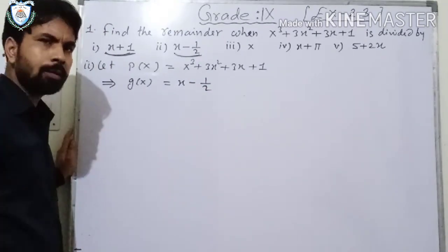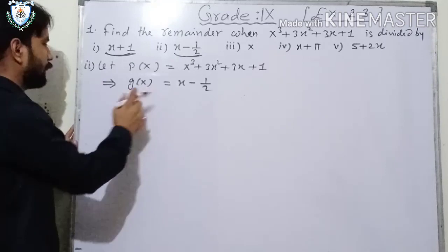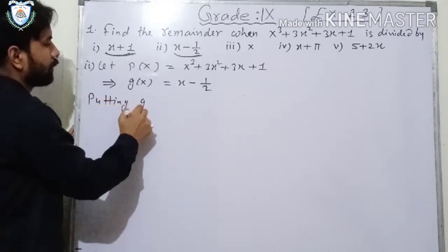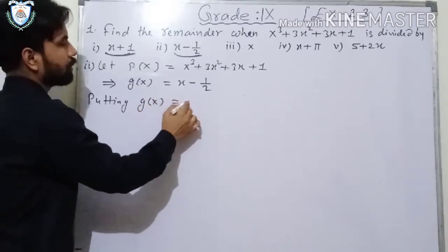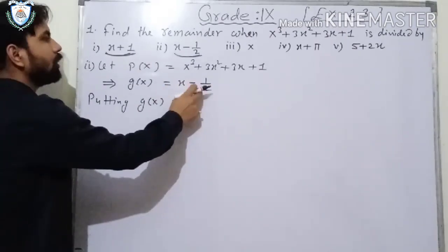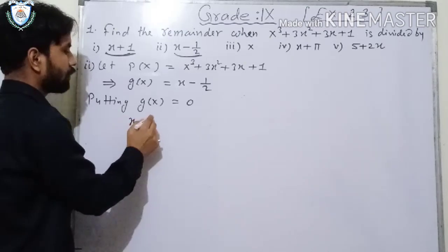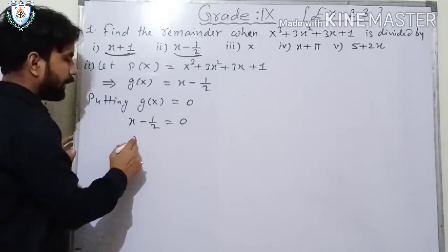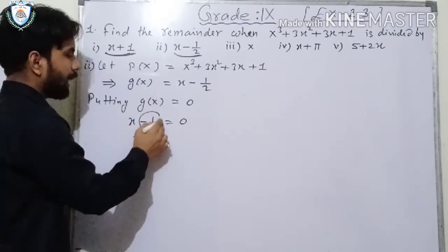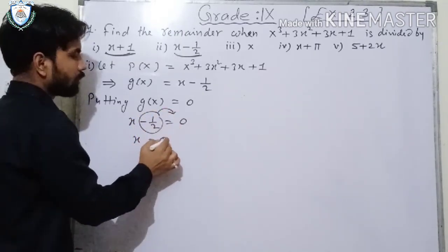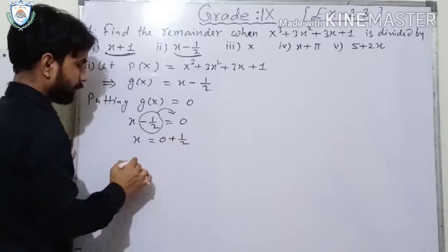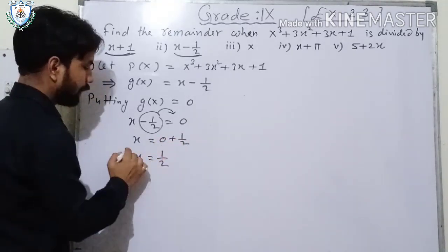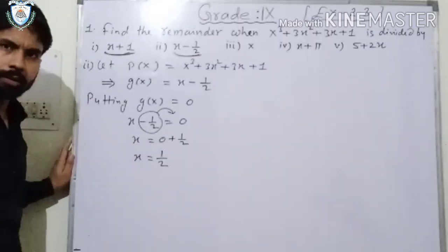The very first step, we will have to put g of x equals 0. So you have to write here, putting g of x equals 0. G of x is how much? x minus 1 by 2. So x minus 1 by 2 equals 0. So from here, we can find the value of x. This minus 1 by 2 will move here, so it will be plus 1 by 2. That means x equals 0 plus 1 by 2, which is 1 by 2. So this is the value of x.